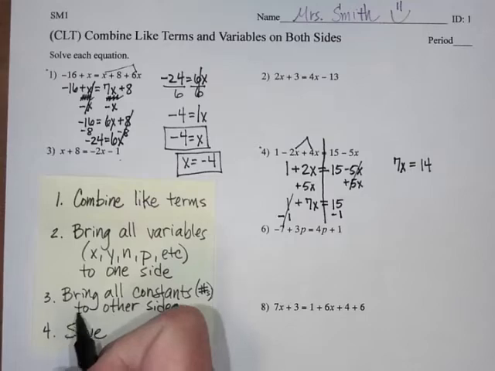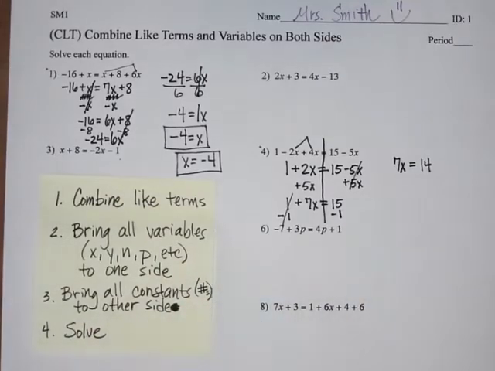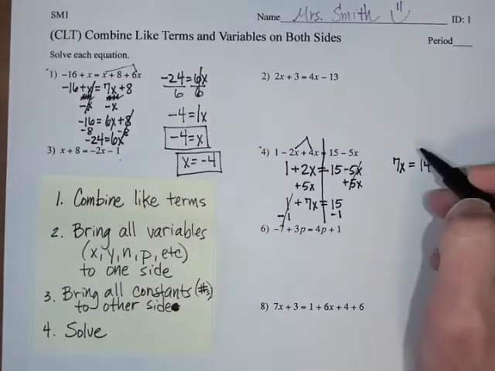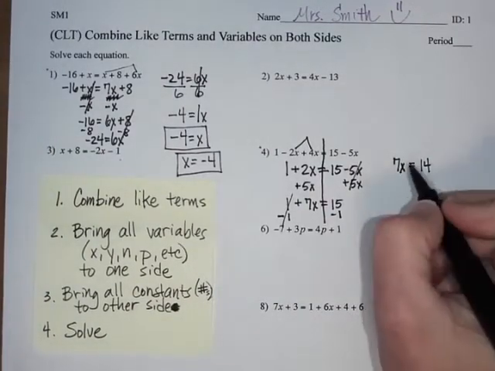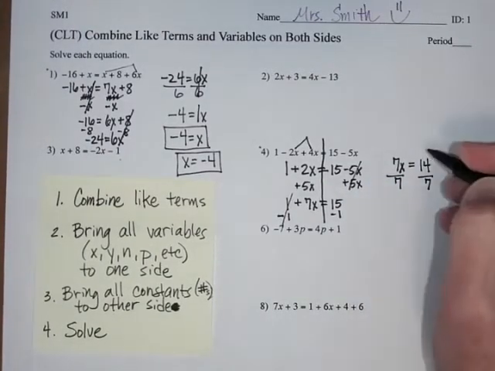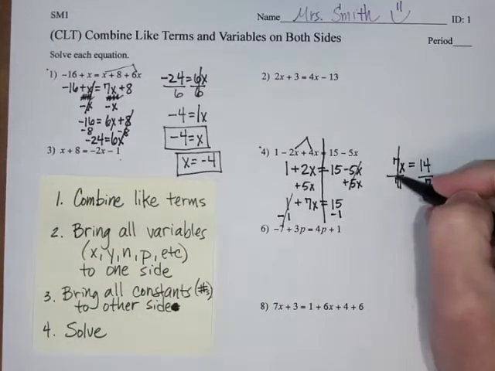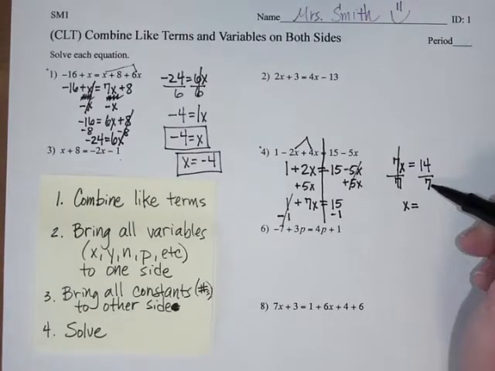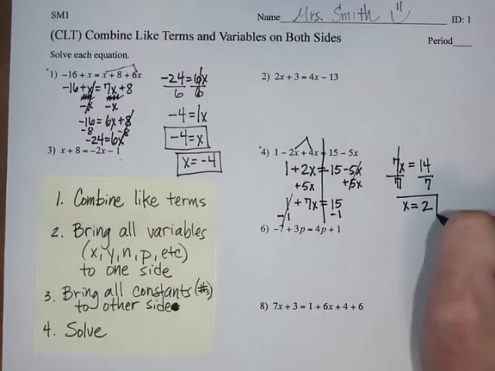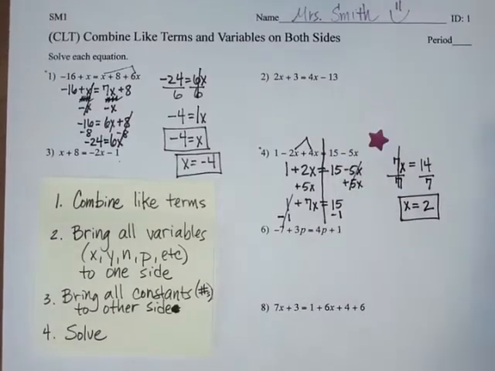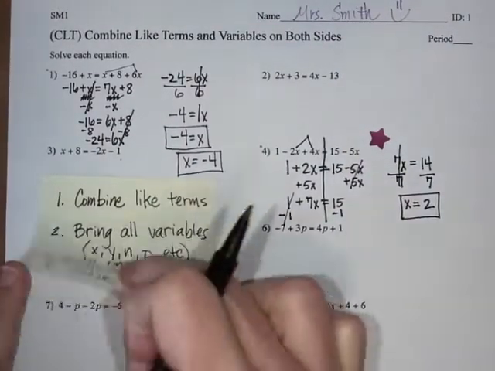So step 3, check. And now number 4, step 4, we solve. We have 7 times x equals 14. We want the x by itself. Right now they're multiplying together, so let's do the opposite, which is to divide. Dividing by 7 on both sides. 7 divided by 7 equals 1, and 1x is the same thing as x. 14 divided by 7 is going to equal 2. And that's all you need to do with that one. Did you get it? Good work. You get a star. Let's go to the next one.